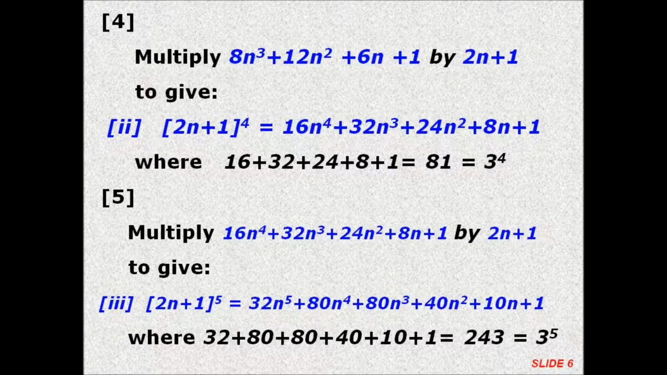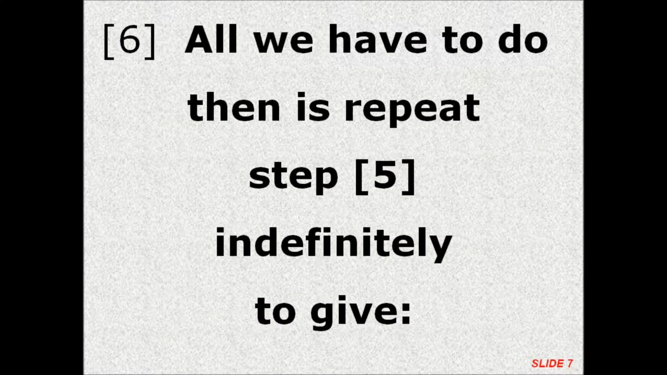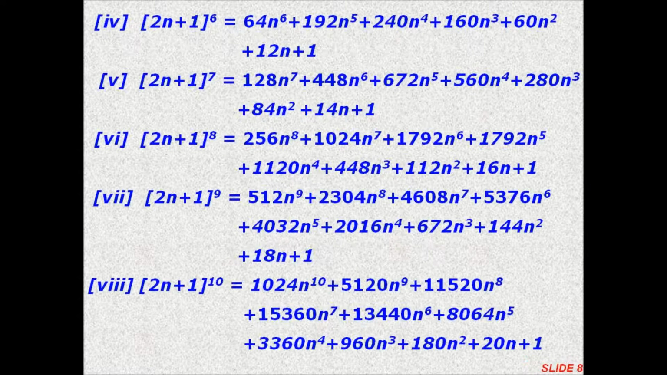All we have to do then is multiply the resultant polynomial by 2n plus 1 to get a new polynomial which outputs 2n plus 1 to the fourth power for an input of n. We multiply the new polynomial by 2n plus 1 to get yet another polynomial that outputs 2n plus 1 to the fifth power for an input of n. All we have to do then is repeat step 5 indefinitely to give, voila, Bateman polynomials up to the power 10 and beyond.